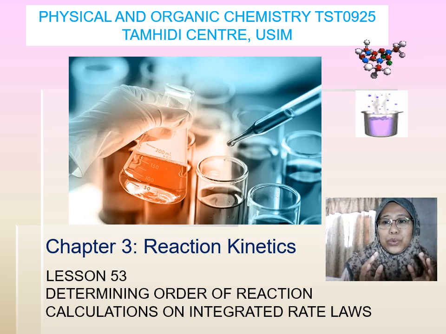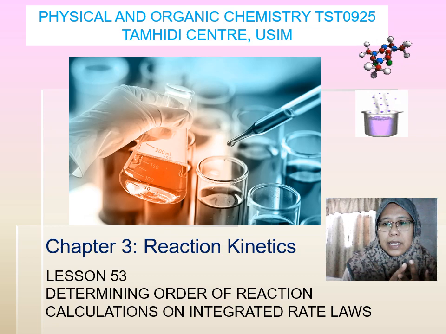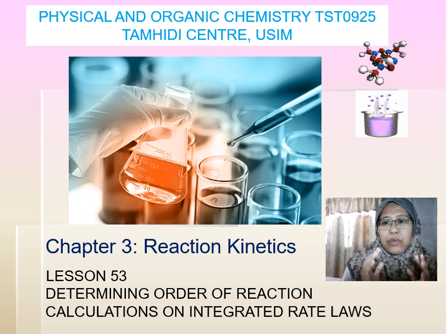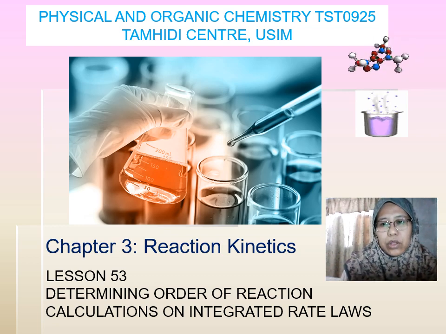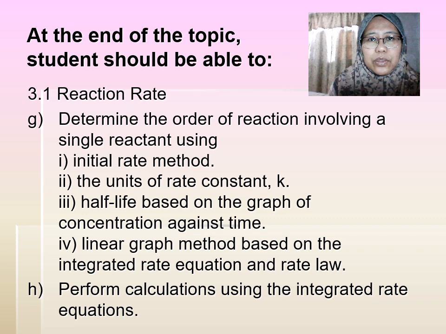So now we're going to learn how to determine the order of reaction and how to calculate certain properties or values using the integrated rate laws that we have learned how to write and integrate. So we are going to determine the order of reaction involving a single reactant using the initial rate method, units of rate constant, half-life based on the graph of concentration against time, and the linear graph method. Then we're going to perform calculations using the integrated rate law equations.